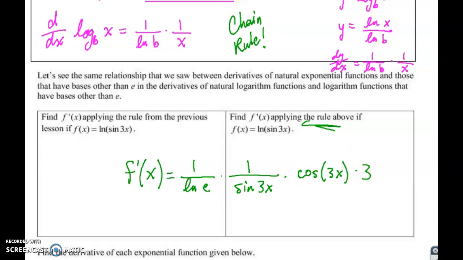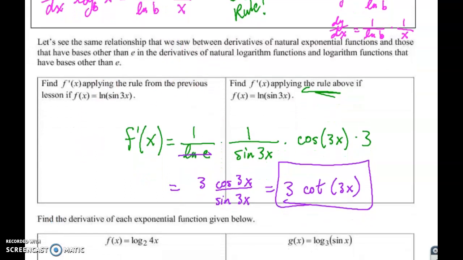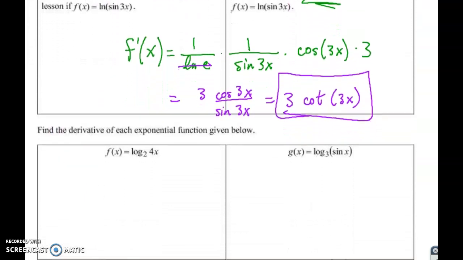And the whole premise of that is to get you to realize that natural log of e would cancel out. So your answer is just 3 cosine of 3x over sine of 3x. And if you remember from pre-calc, that's also equal to cotangent of 3x. So multiple choice might have the answer written like that, but the whole premise is to get you to understand that the rule still applies.